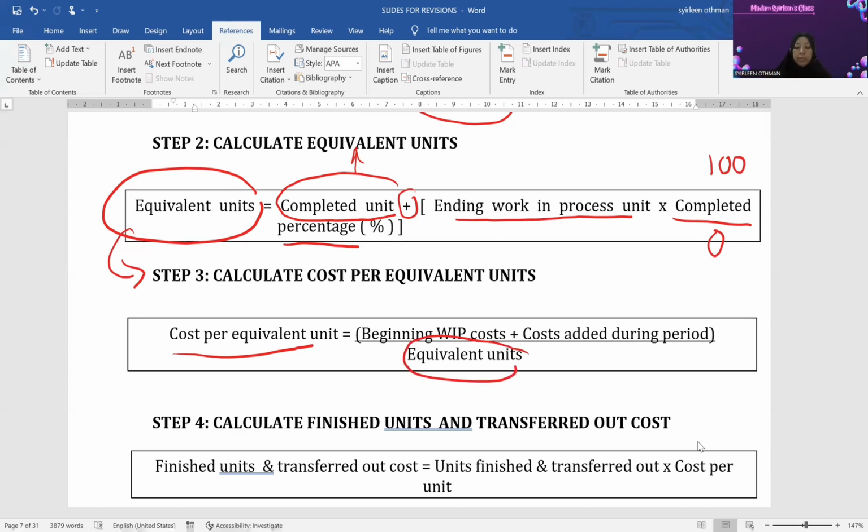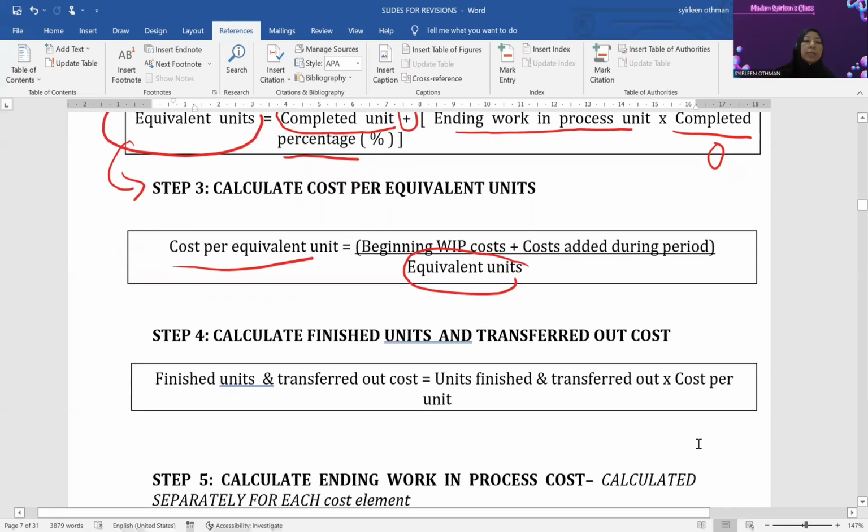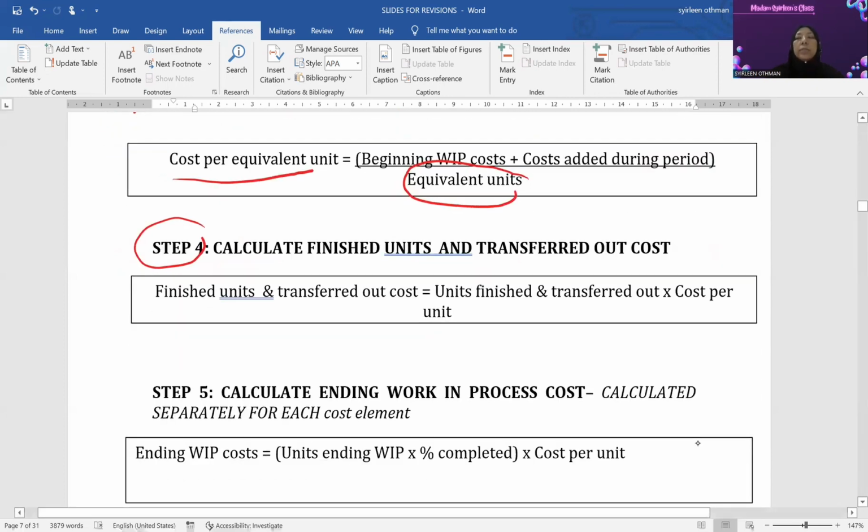So jumlah kos dua item ni dah campur, you bahagi dengan equivalent unit and you will get the cost per equivalent unit. Okay, so kita akan dapatlah cost untuk satu unit bagi direct materials, cost untuk satu unit bagi conversion cost, and cost untuk satu unit for the transferred in. Okay, and then step 4, kita akan calculate the finished units or the transfer out cost and also the ending work in process cost. So dua ni akan menggunakan nilai yang dikira di step 3.